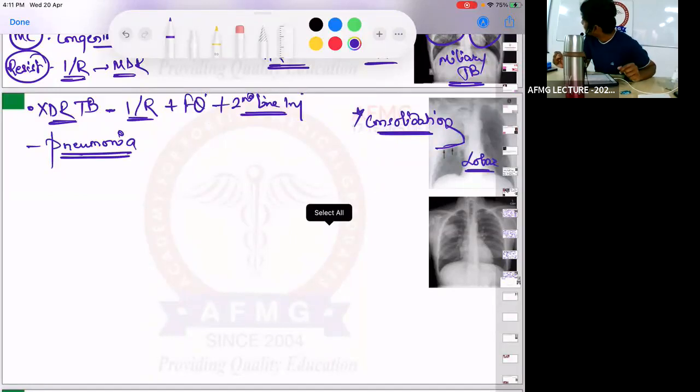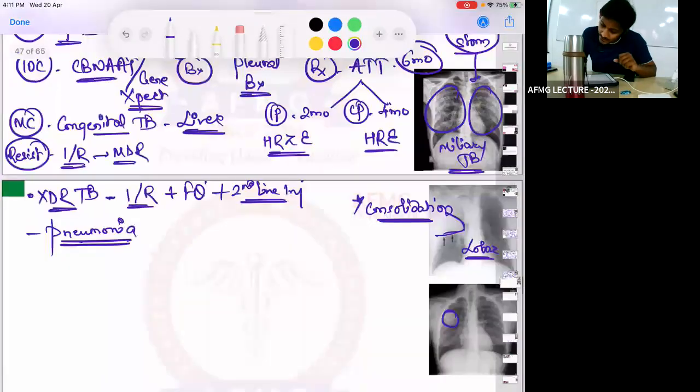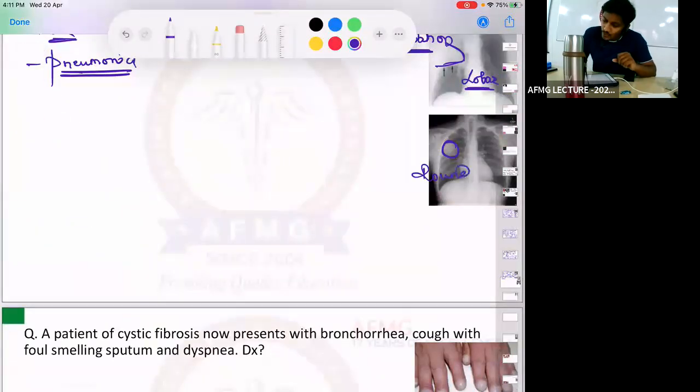Extremely nahi, extensively. Please remember this mistake most of the people did last time. It is extensively drug resistant TB. So if one lobe is involved, it is called as lobar pneumonia. But if a round opacity is seen, it is called as round pneumonia.